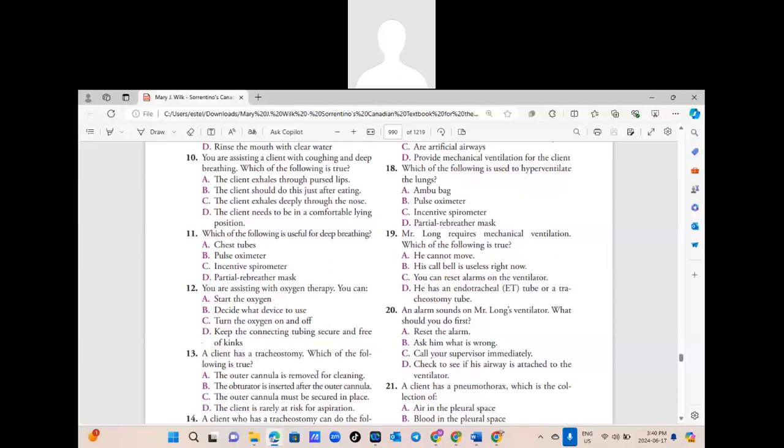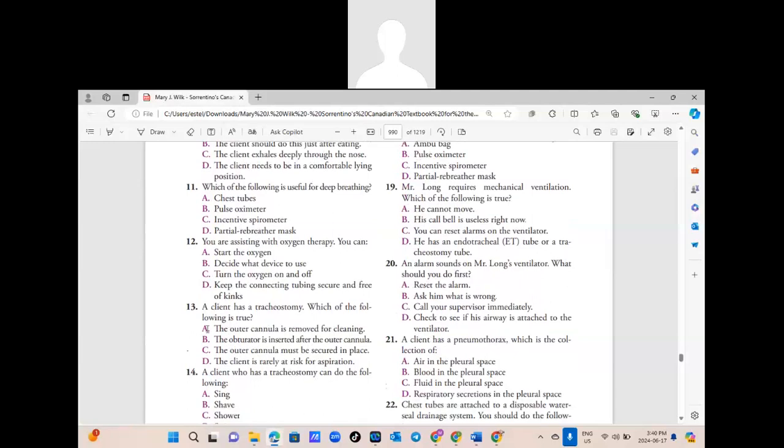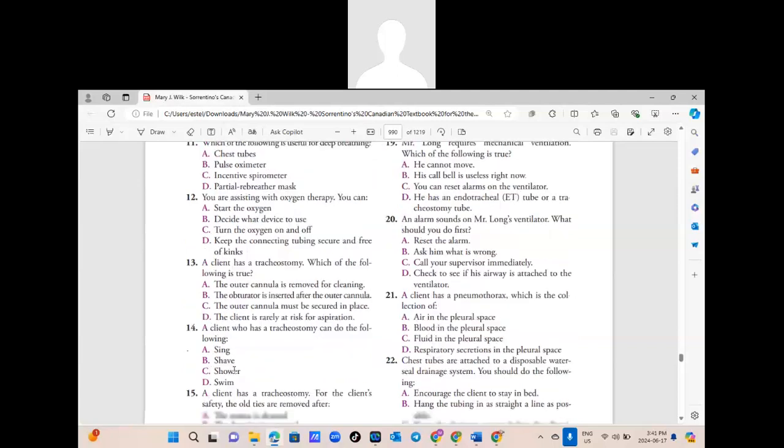Number 13. A client has a tracheostomy. Which of the following is true? A. The outer cannula is removed for cleaning. B. The obturator is inserted after the outer cannula. C. The outer cannula must be secured in place. Or D, the client is rarely at risk for aspiration. All right, so the correct answer is, we've learned that the outer cannula must be secured in place either with a string or with a Velcro collar.